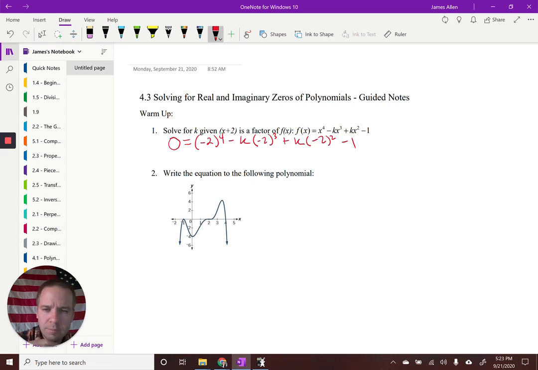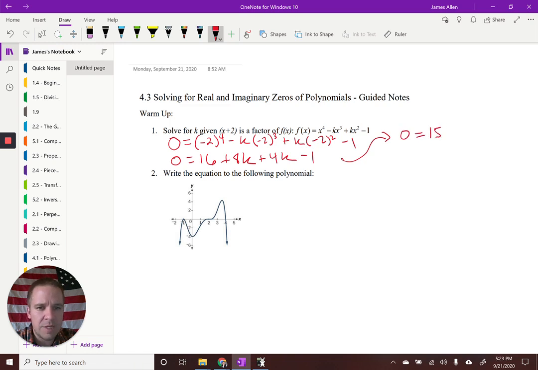Lovely. All right, we can do a little algebra here. We got 16 here. This is going to be a negative 8, but then it's positive 8k because of the subtraction right before that. Then I have negative 2 squared, which is positive 4k minus 1. So I'm going to combine some like terms. I'm going to bring this up over here, and I'm going to have 0 equals 15 plus 12k.